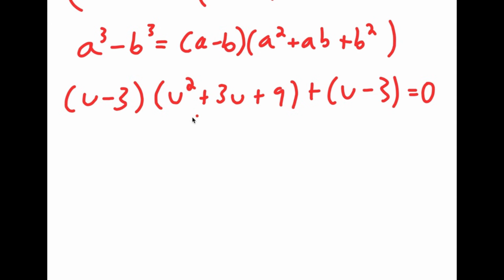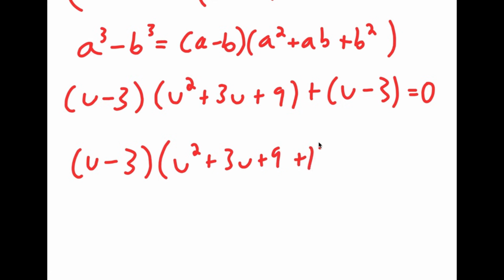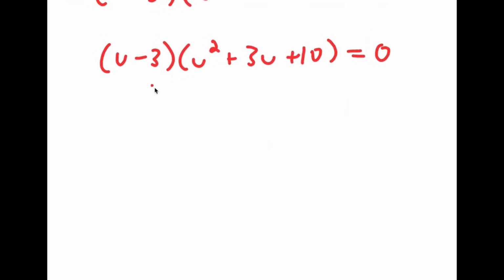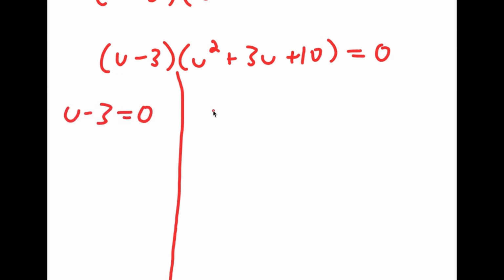And now, because both of these terms have a common factor of u minus 3, if I factor out u minus 3, I get u minus 3 times u squared plus 3u plus 9 plus 1 is equal to 0. And now from here, 9 plus 1 is 10, so I get u minus 3 times u squared plus 3u plus 10 is equal to 0. Now this gives me two equations. I get u minus 3 is equal to 0, and I get u squared plus 3u plus 10 is equal to 0.